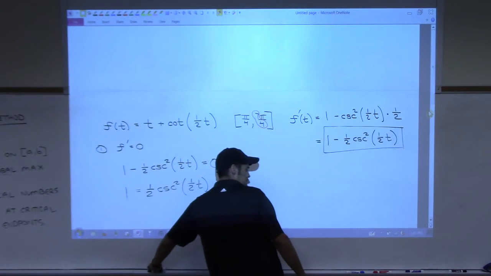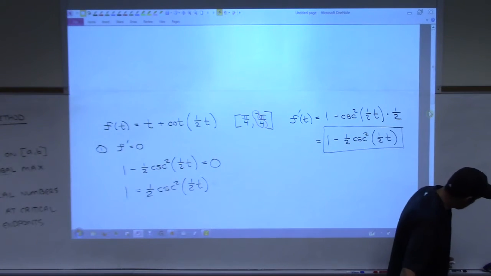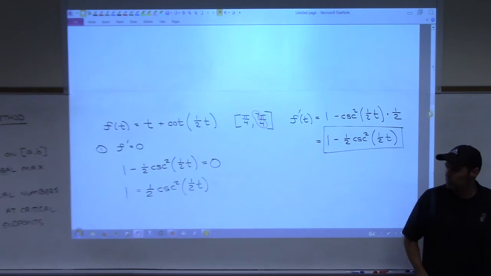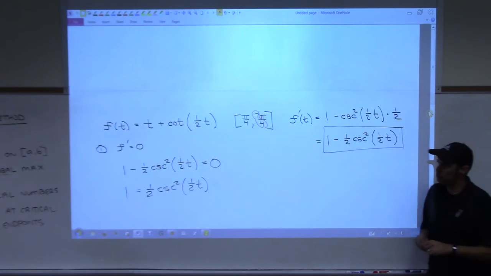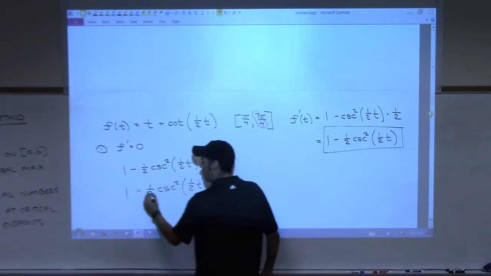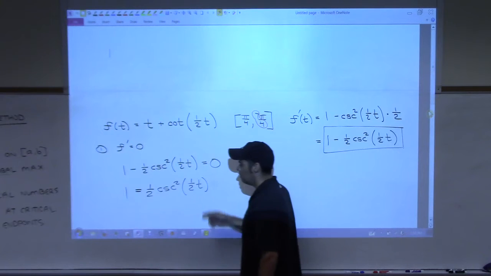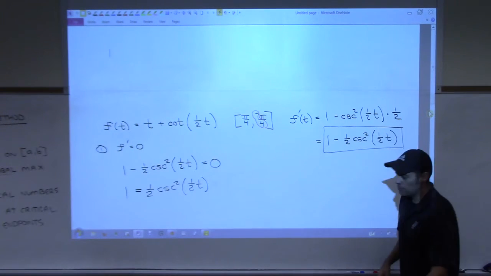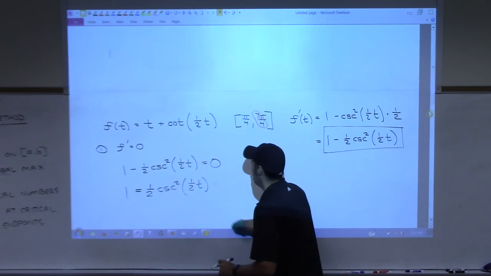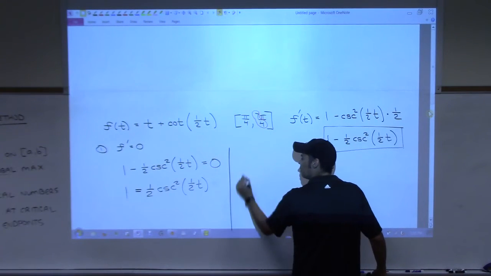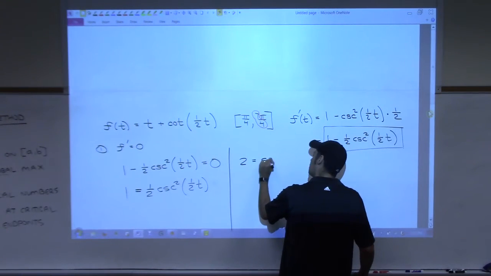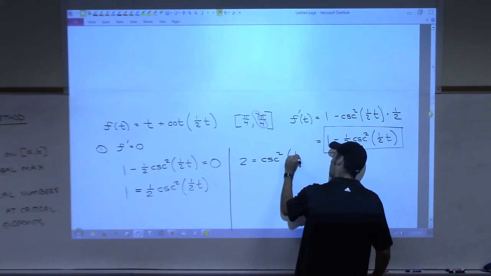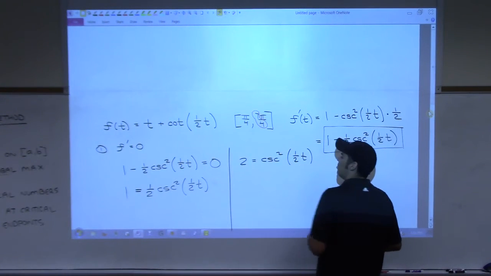So I just moved that to the other side, right? Now what? You can divide by half or multiply both sides by 2. Same thing, either way. Okay, so I would get 2 is equal to cosecant squared. We're getting there.